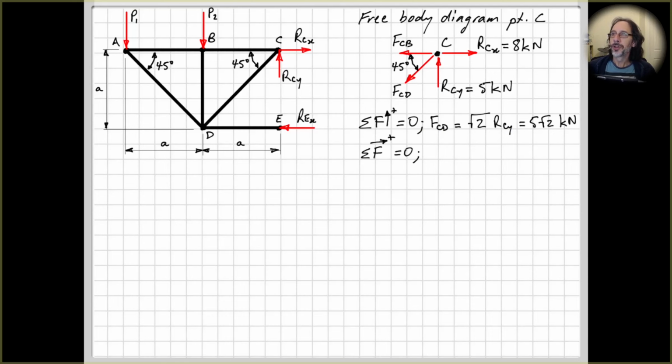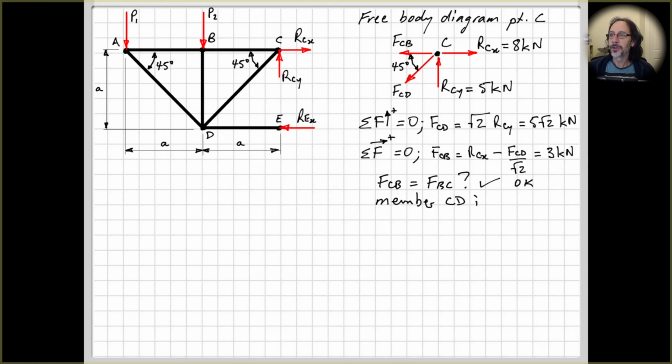Then the sum of the forces in the horizontal direction equals 0. So we have 3 components here, RCX, FCB, and FCD cos 45. Okay, and we just put FCD over root 2, right, instead of writing cos 45. And do the calcs and we get FCB equals 3 kilonewtons, which matches what we calculated on the previous page. That is one check for our solution. Okay, and member CD is in tension because we can see that the force here is pulling away from the joint C.